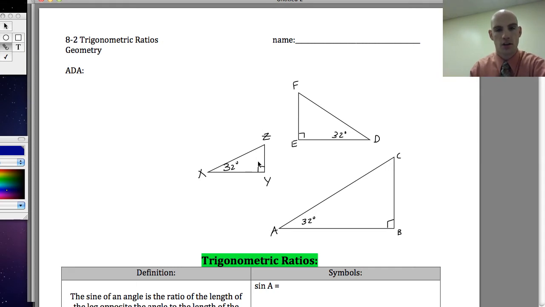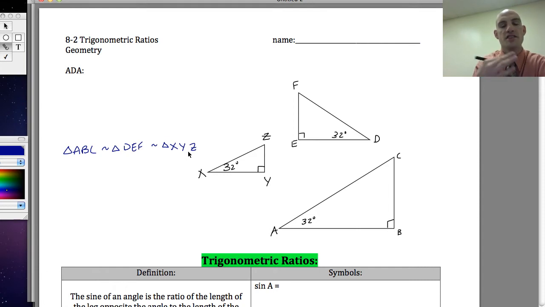Notice, all of them are right triangles, because they all have a right angle, and they all have another angle that's 32 degrees. If we remember the angle-angle similarity postulate, all three of these triangles are similar. And so what we might write is triangle ABC is similar to triangle DEF is similar to triangle XYZ. And so that's what we've got with these three triangles using the angle-angle similarity postulate.